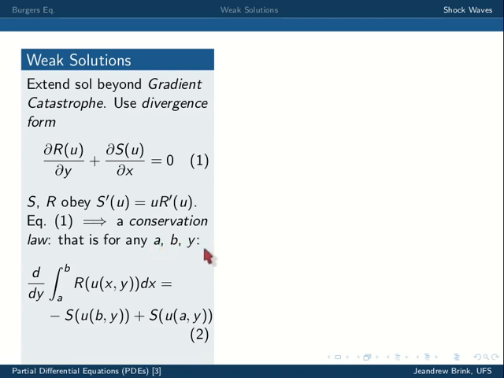So for any a, b, and y, we have d/dy of the integral from a to b of r equals minus s of u evaluated at the boundaries a and b. Do you see how that arises?